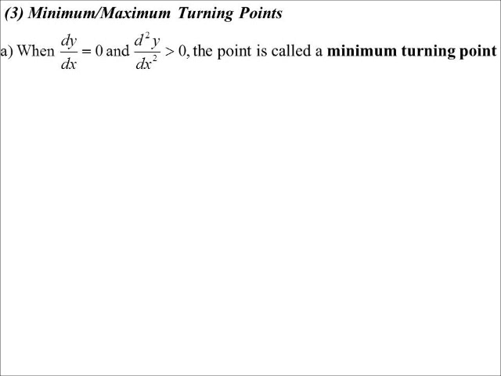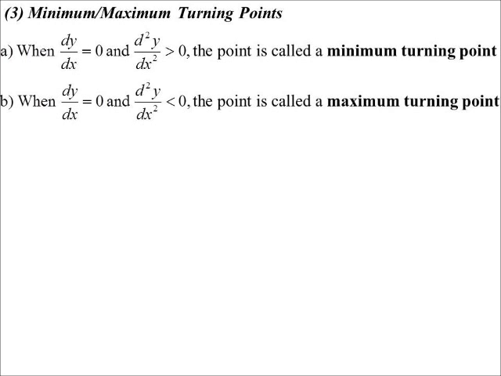So when the derivative is equal to 0, we know we've got our stationary point, but if the concavity is positive, then we must be at the bottom of the curve, so we know we've got a minimum turning point. And if the concavity is less than 0, we have a maximum turning point.